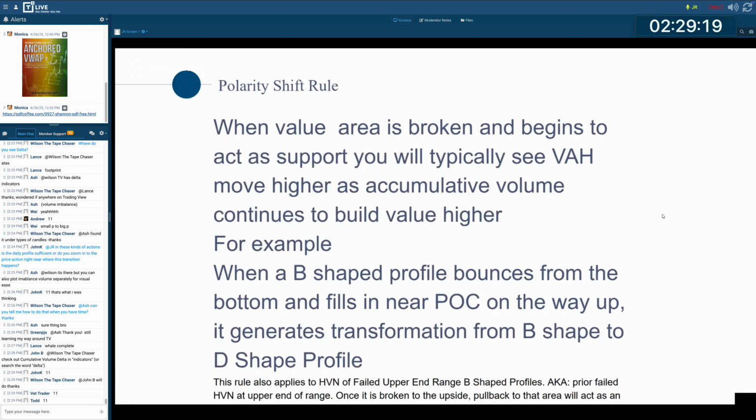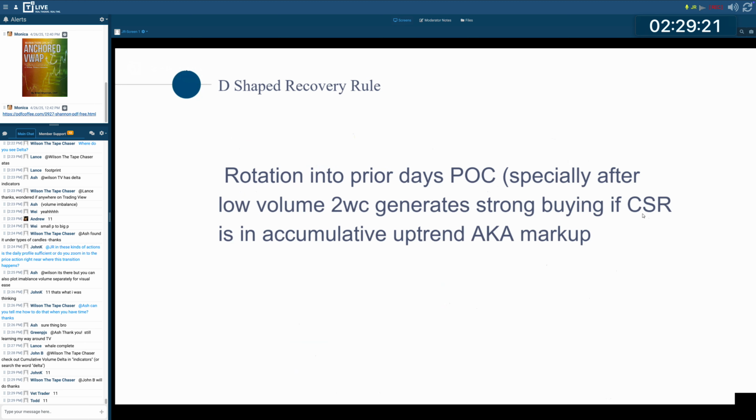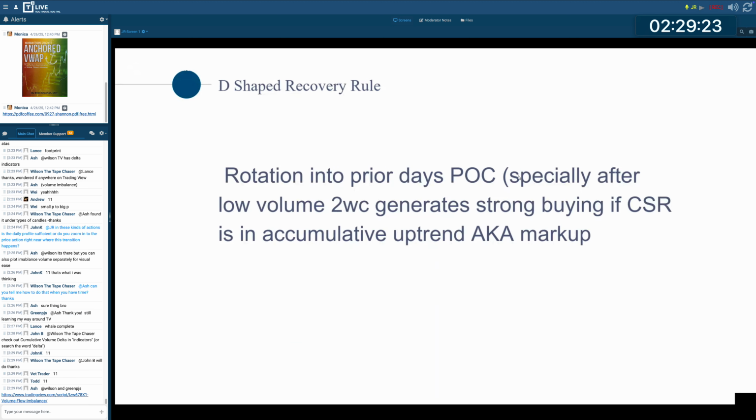Okay. The D-shaped recovery roll. Rotation to prior day's point of control, especially after a low volume two-wave corrective, generates strong buying if the context, the structured roadmap, is in a cumulative uptrend, aka a markup. Okay.